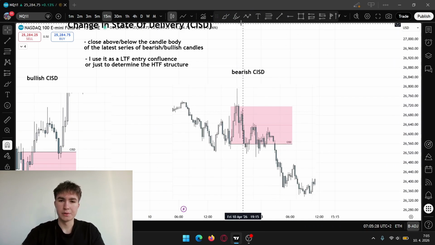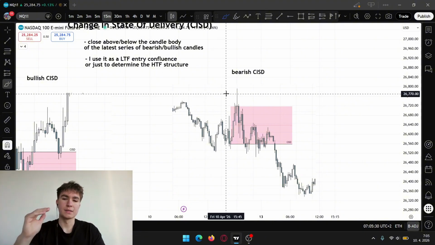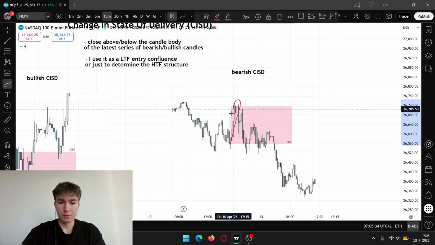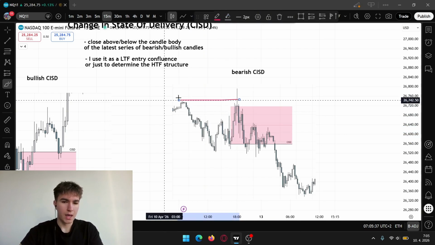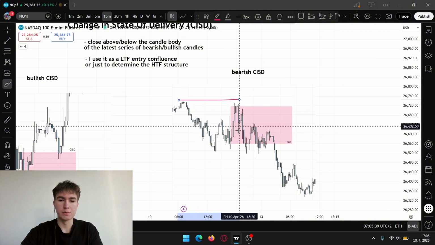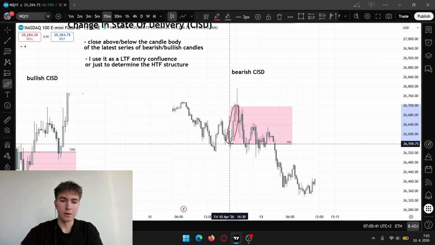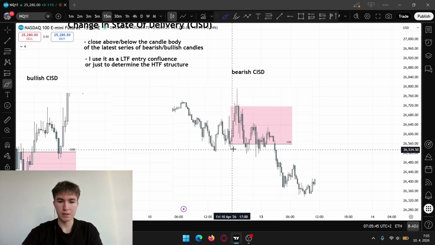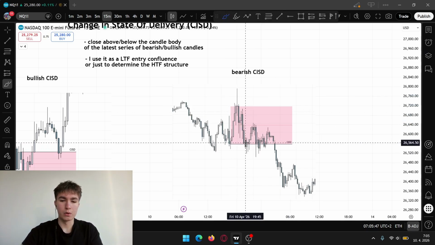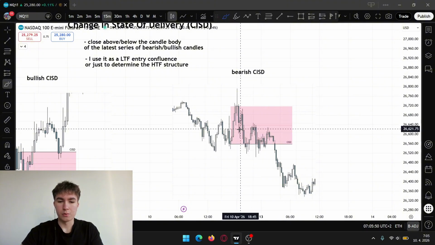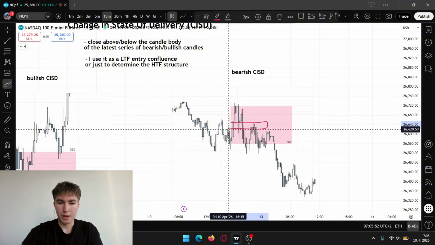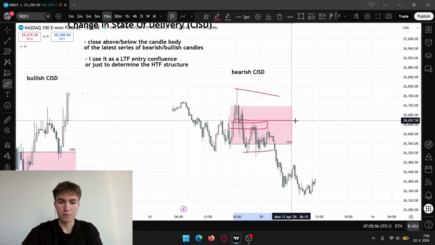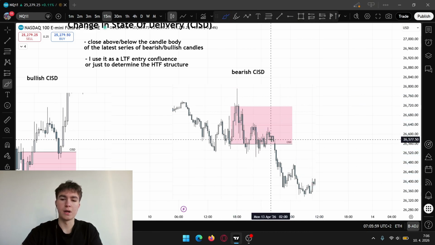Vice versa for the bearish example. We are looking for the last series of down close or bearish candles. Here we have some external buy side liquidity swept. Then we look for the last series of bearish candles. This was that. We close below right here. Then we got a retap. Before that we also had an inverse fair value gap, so we tapped deeper into that, 50% of the range, and we got a nice move to the downside after that.